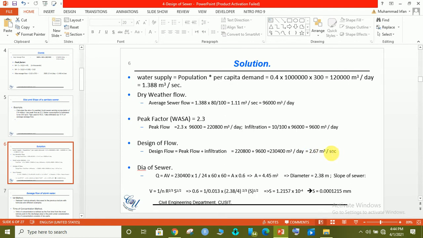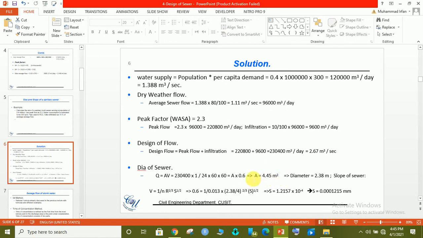So for this design flow, you can find the diameter of the sewer. As we know, Q is equal to AV, and the discharge is 230,400 meter cube per day, multiplied by 1 divided by 24 to convert the day into seconds, which is 2.67, equal to area into velocity. The velocity is also given, which is 0.6, and the area is unknown, so the area is equal to 4.45 meter square. So the diameter is 2.38 meter.